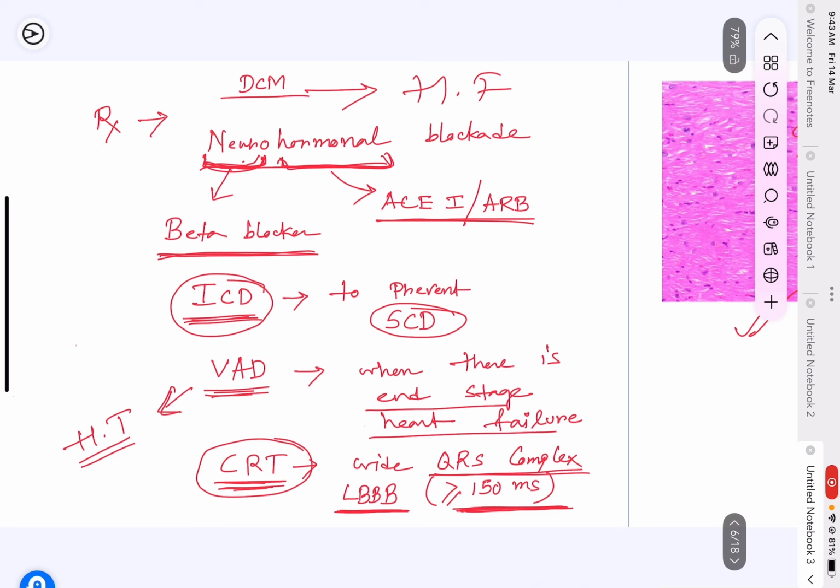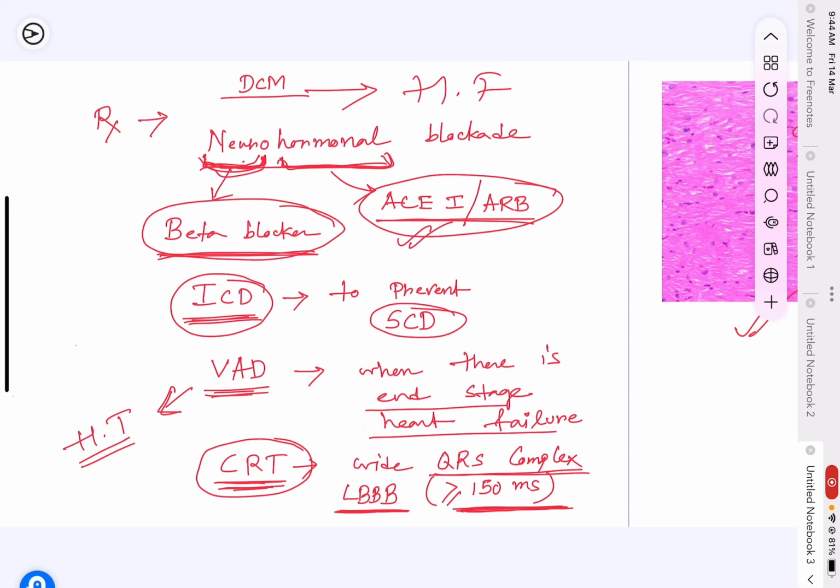So DCM, what is the treatment? The pathophysiology is neurohormonal, so the treatment is neurohormonal blockade. You have to give neuronal block and hormonal block. Hormonal means blocking the renin angiotensin aldosterone system, with ACE inhibitor or ARB. Neuronal means sympathetic nervous system activation; for that you give a beta blocker to block the sympathetic nervous system. So neurohormonal blockade is the treatment for DCM. And to prevent the arrhythmias you have ICD and CRT. ICD, implantable cardioverter defibrillator, is to prevent sudden cardiac death, and CRT is cardiac resynchronization therapy.